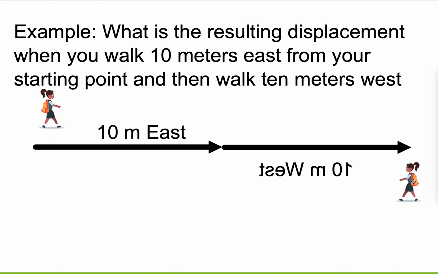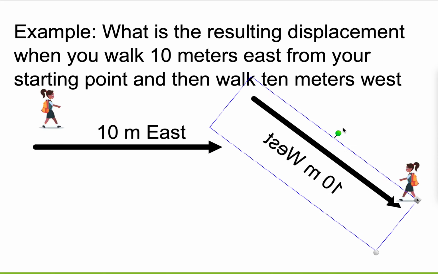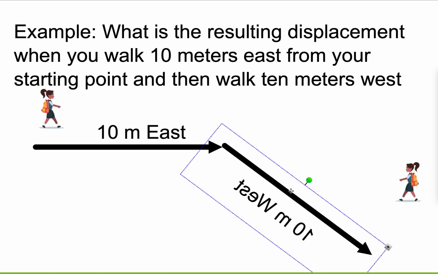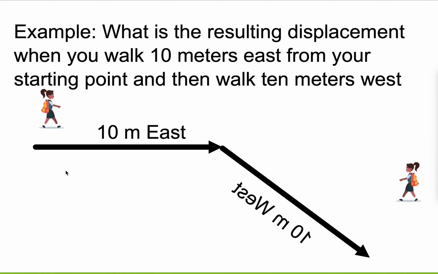Could it be a number in between those two things? The answer to that is yes. So if I can rotate this, let's say that instead of going in a straight line, this was her treasure map. She walked 10 meters east and then turned 45 degrees and walked down here. How far did she end up from where she started? Isn't that somewhere in between 0 and 20? You guys see that?